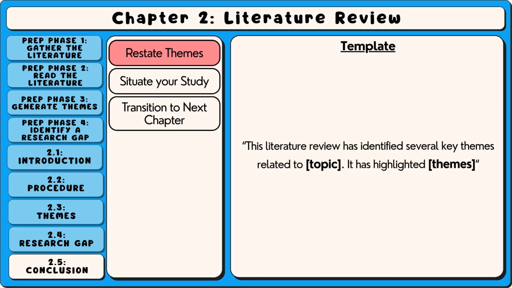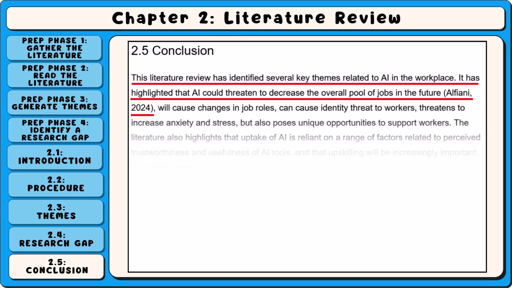So, a template could be, this literature review has identified several key themes related to your topic. It has highlighted, and then you're going to outline the themes. Here's a completed sample. This literature review has identified several key themes related to AI in the workplace. It has highlighted that AI could threaten to decrease the overall pool of jobs into the future.